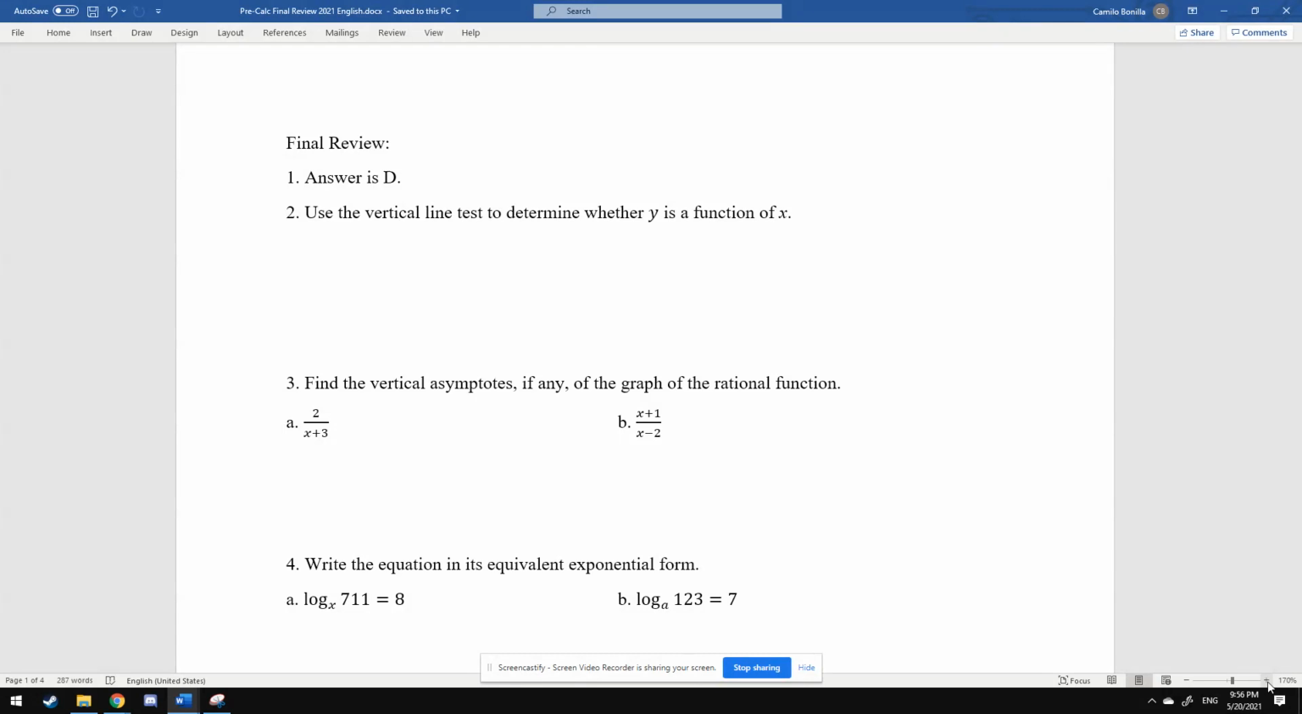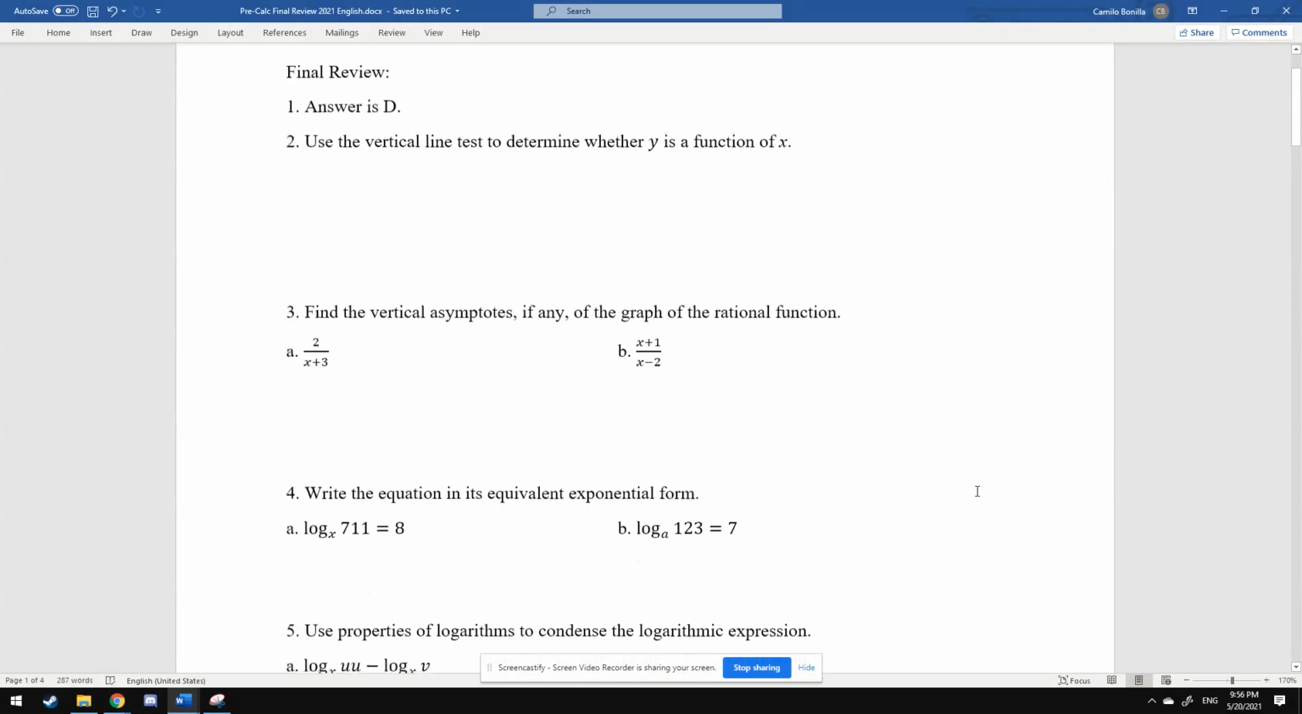I'll do one problem or two. I'll do one problem. You guys will solve one. If I feel like I need to do the second one, I'll proceed to do the second one. Okay, so let's start with number one. I'm giving you the answer. The answer is D. Make sure you write that down somewhere.